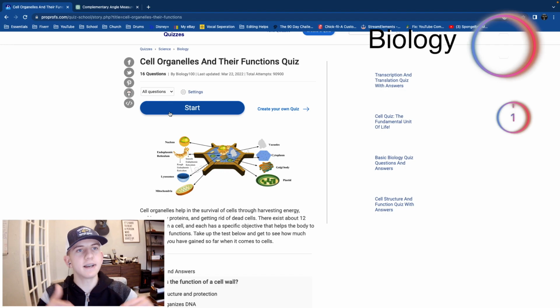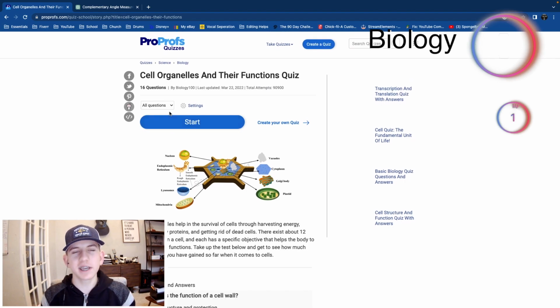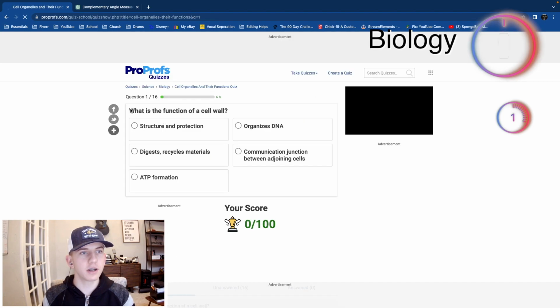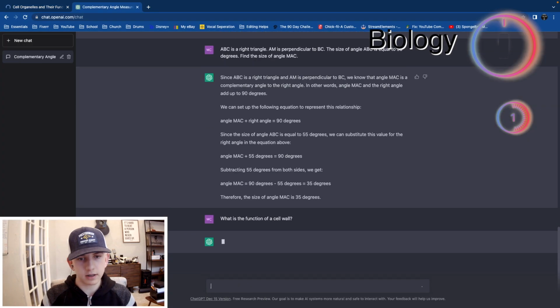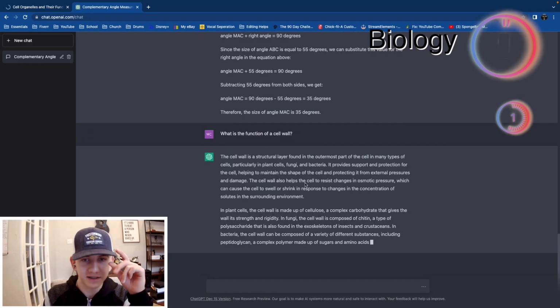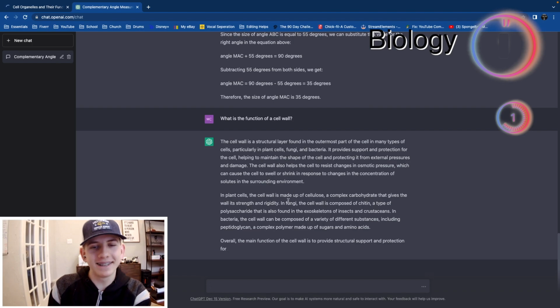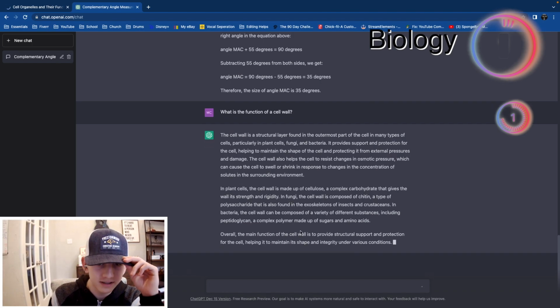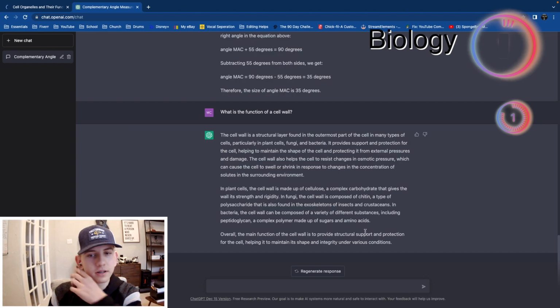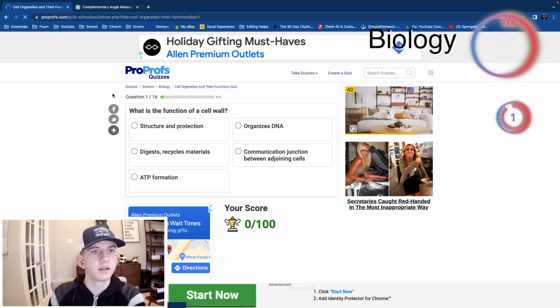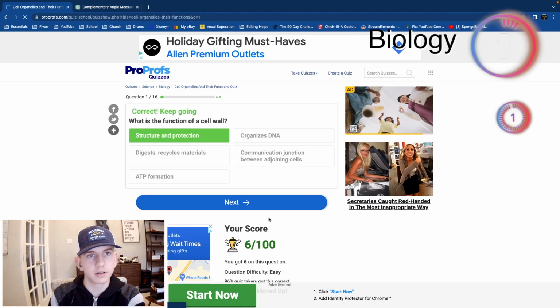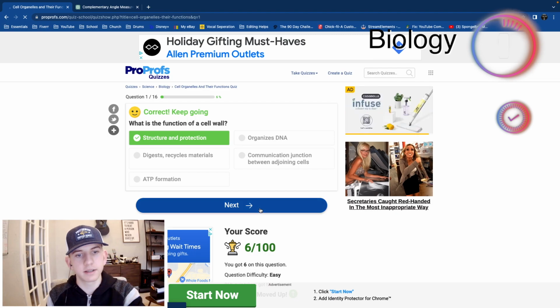Alright, so we have the cell organelles, I think is how you say it, and their functions quiz. So we're going to go ahead and start this quiz. Alright, what is the function of a cell wall? Gonna go ahead and copy this, and boom, enter. Oh my gosh. Bro, I don't need something this long. Describe structural support and protection. Structure and protection. Correct. Alright.